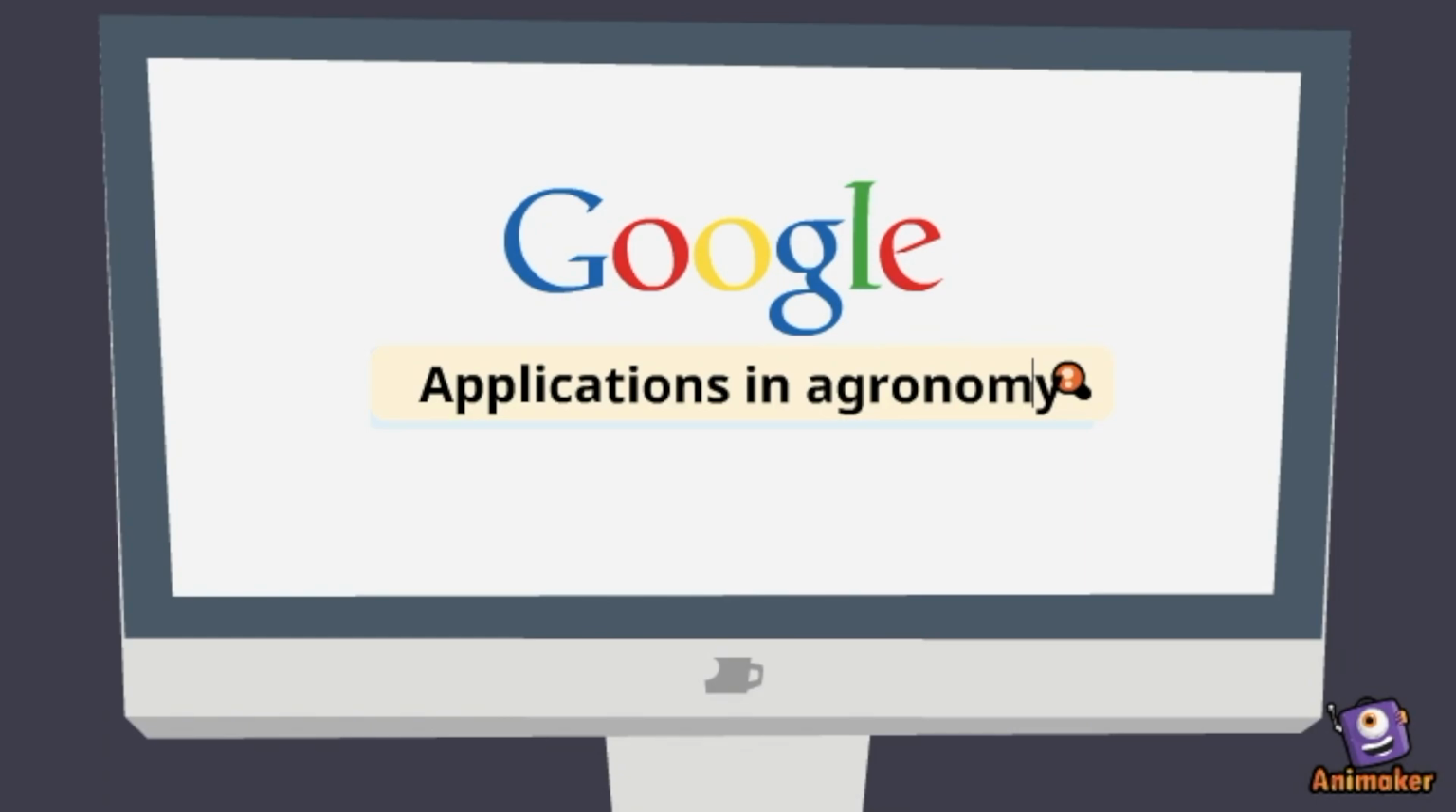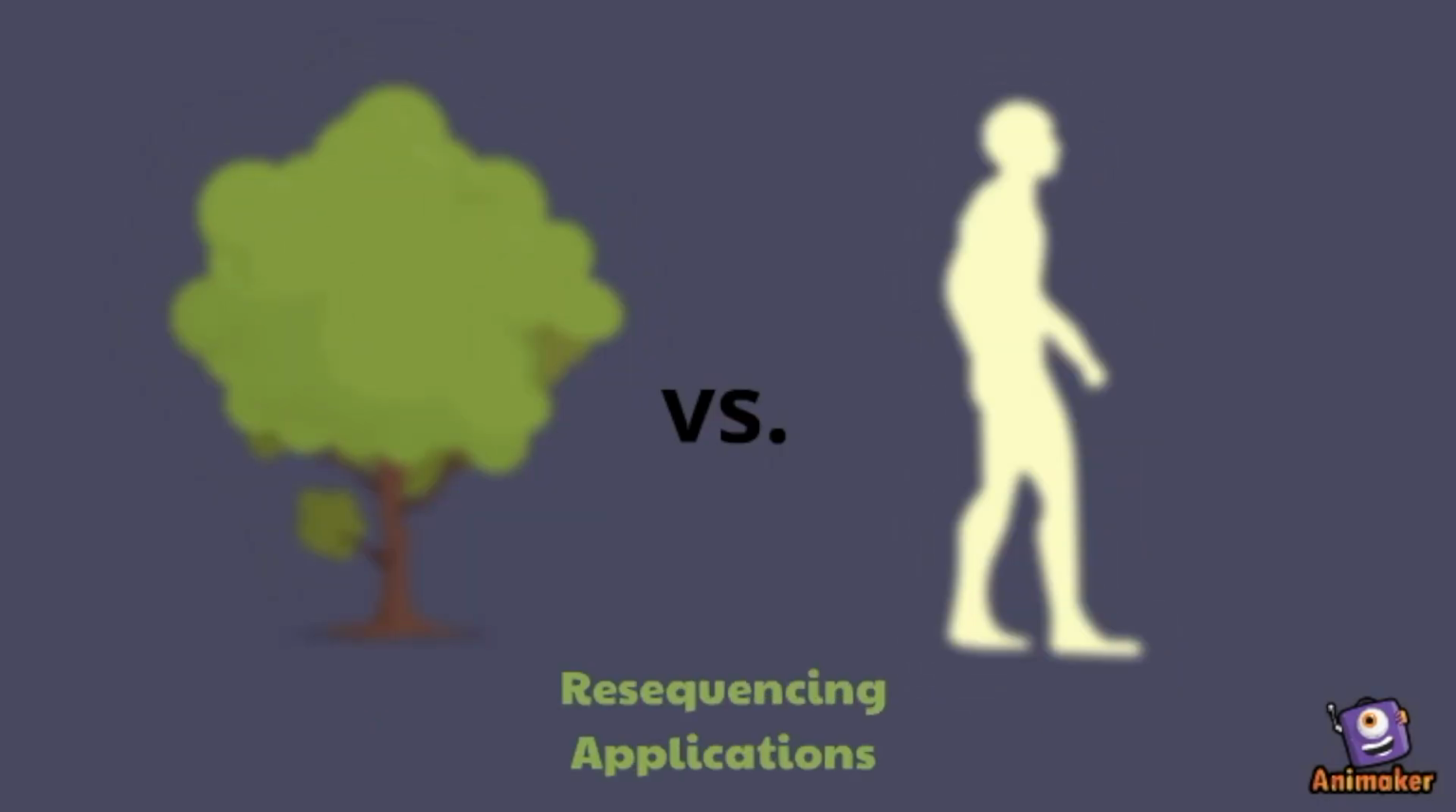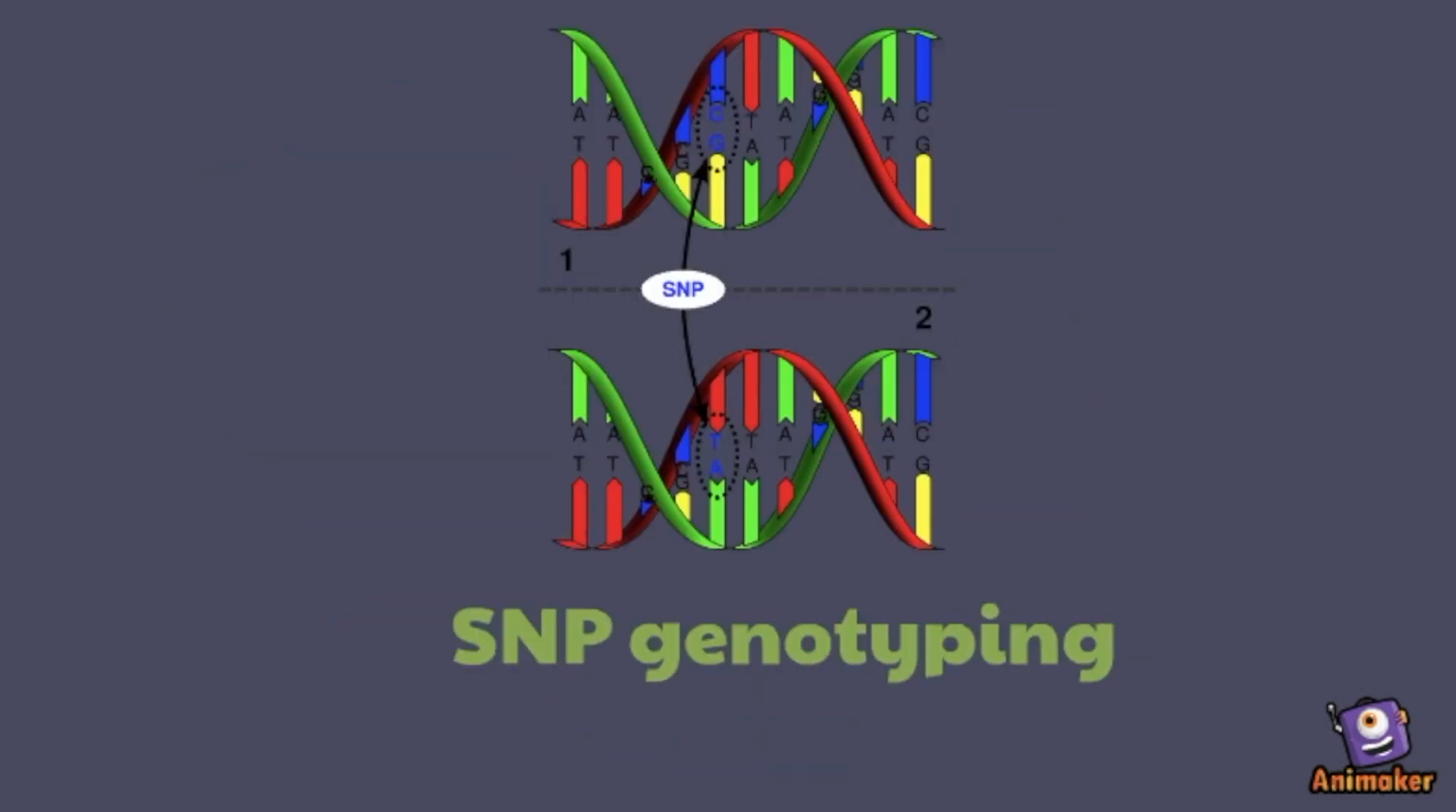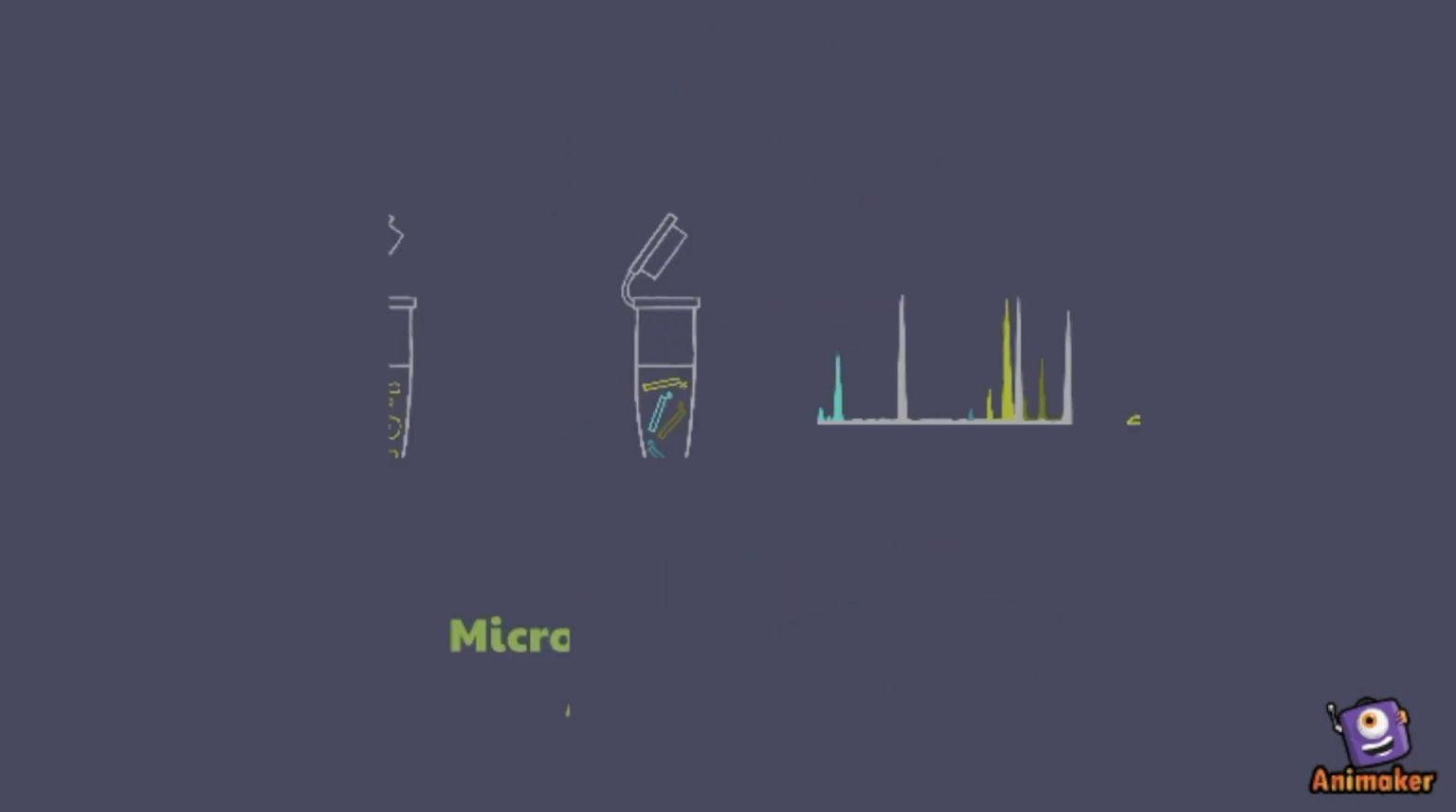Now we'll talk about the applications in agronomy. Resequencing application: sequencing of DNA followed by comparison to a known or reference sequence. SNP phenotyping: detection of 1 to 10 single nucleotide polymorphisms.